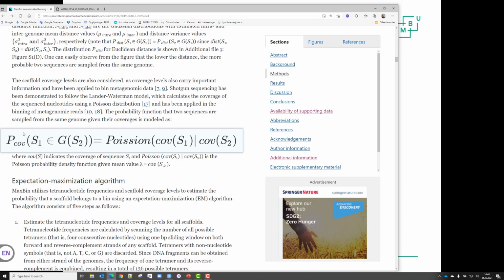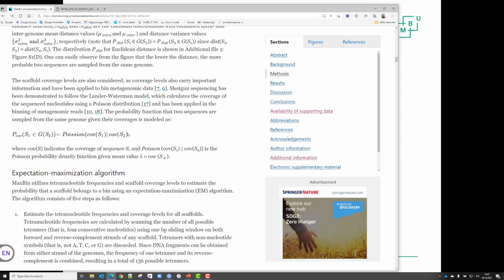Notice the same sort of expression here, right? But now it's the probability of the two contigs being from the same genome based on coverage. And then we say, take the coverage for one of the contigs, the coverage for contig S2, use that as the parameter in the Poisson distribution, and compute then the probability of the other coverage. Notice there is one right parenthesis lacking here. You can see it down here. It's actually correctly written.